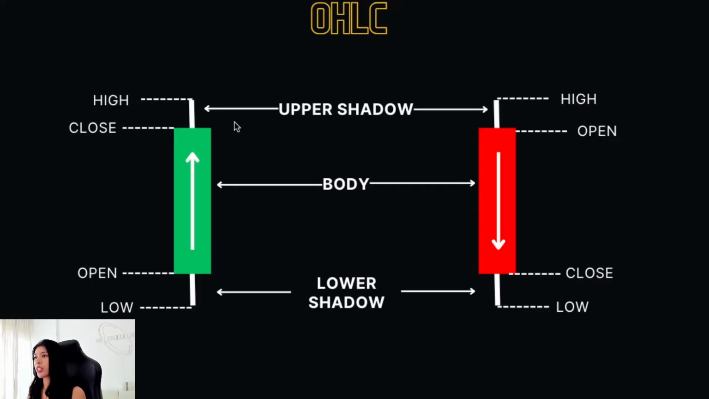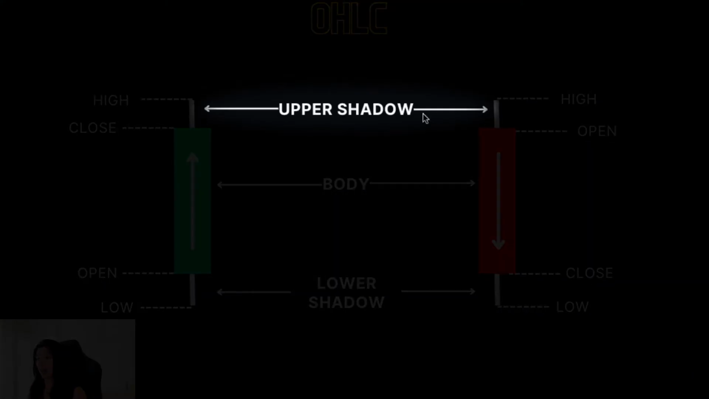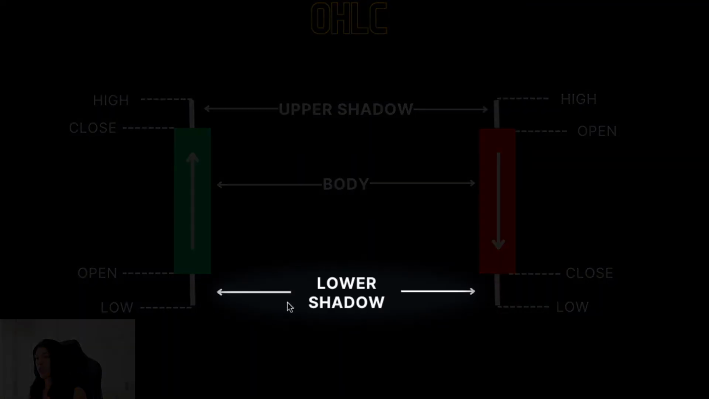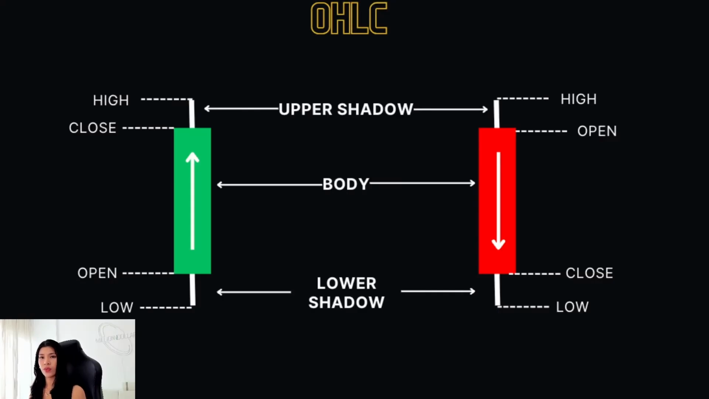All right, so this up here is what we call the upper shadow. This is our body, and the lowest part is our lower shadow, or lower wick if you want to call it that. Okay, so now let's move on to the TradingView example of this candlestick.